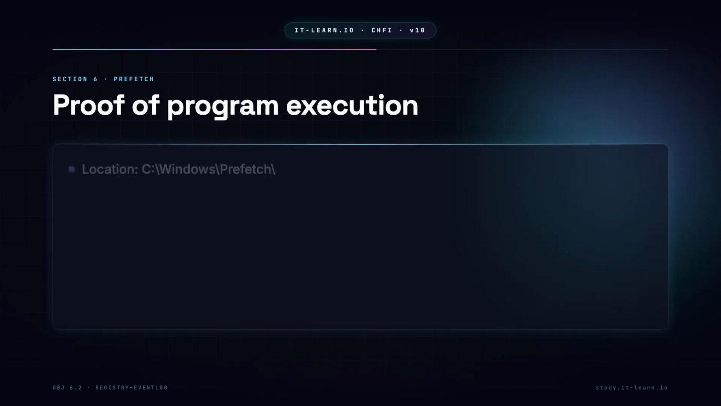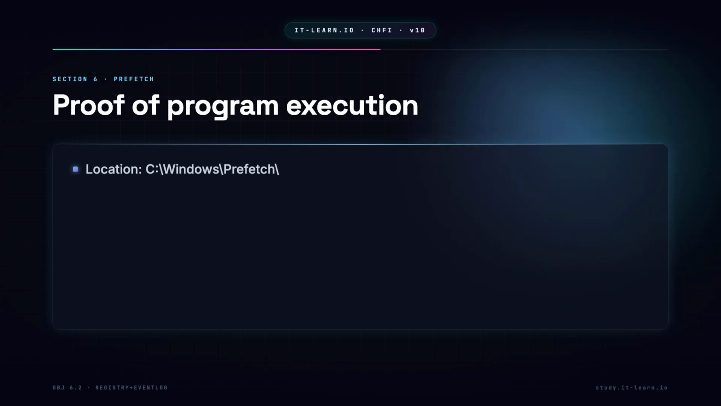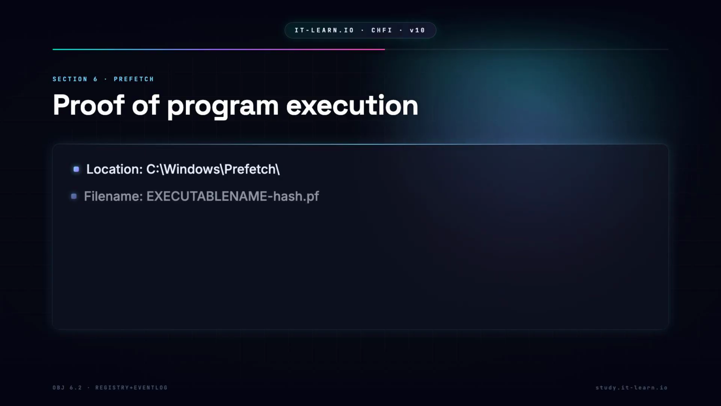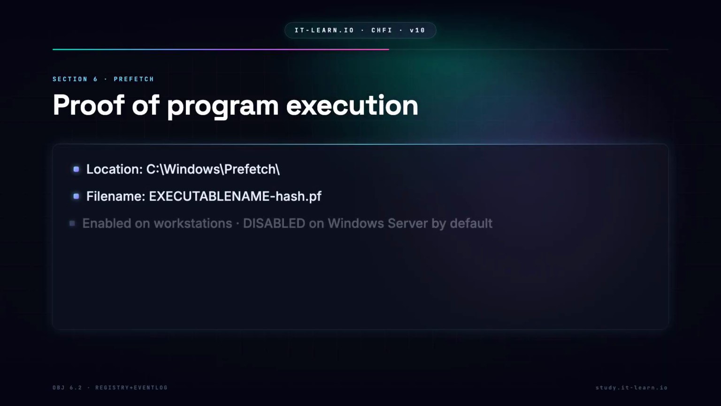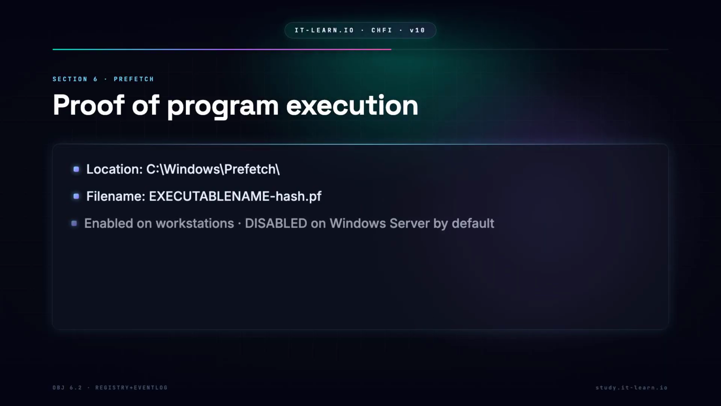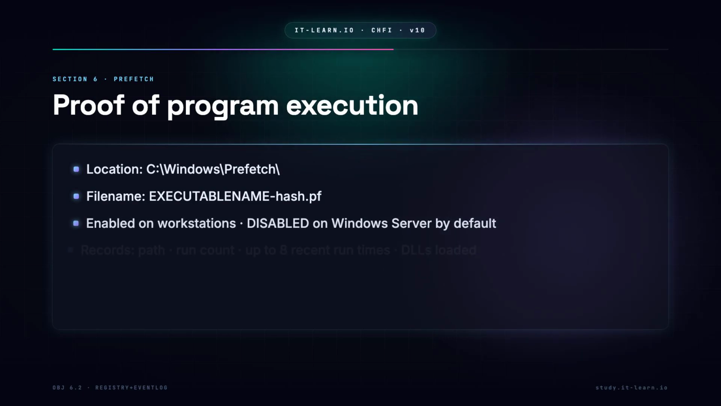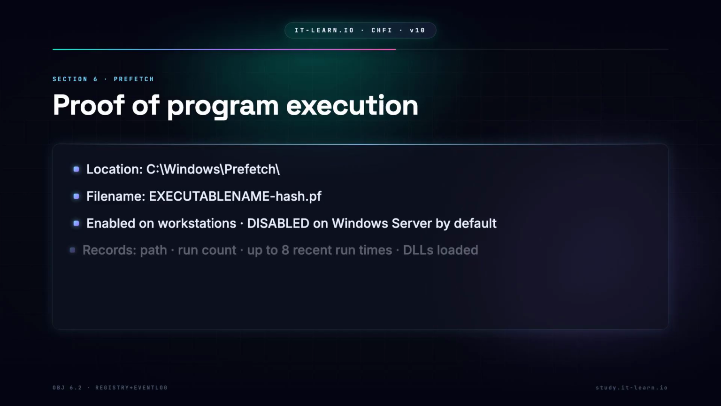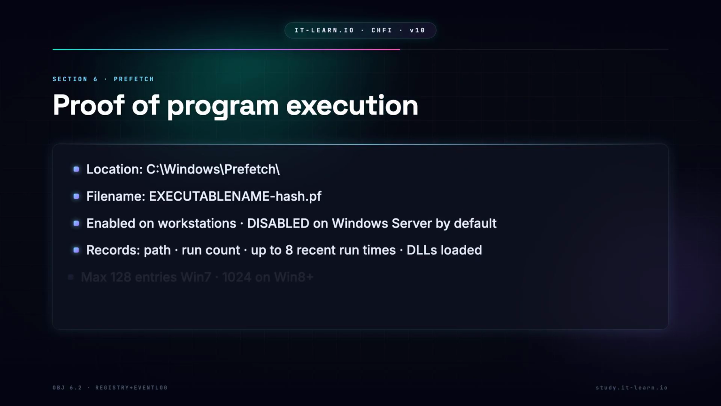Prefetch files. Windows creates these to speed application startup, but they leave forensic evidence of program execution, even if the program has been deleted. Location, C:\Windows\Prefetch. File name format, executable name, dash, 8-character hash, .pf. Enabled on workstations. Disabled by default on Windows Server. Do not expect Prefetch in server investigations.